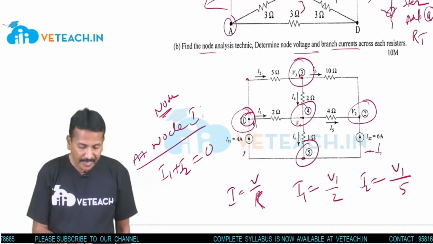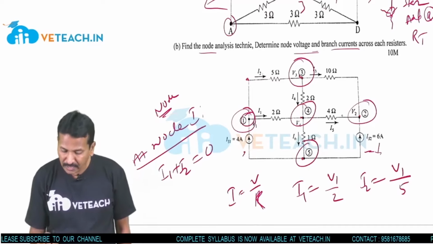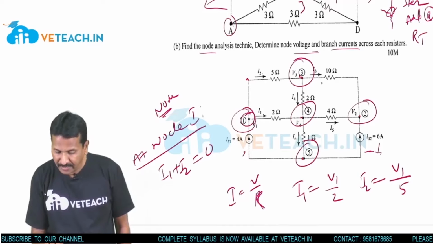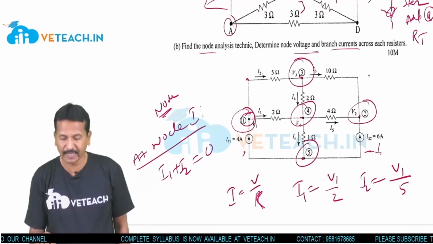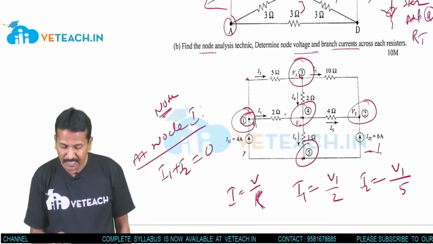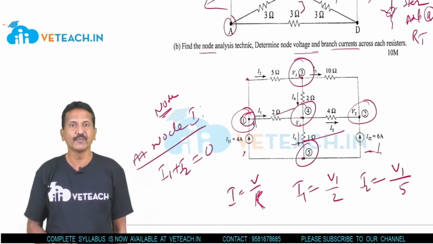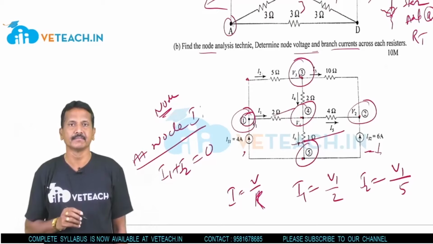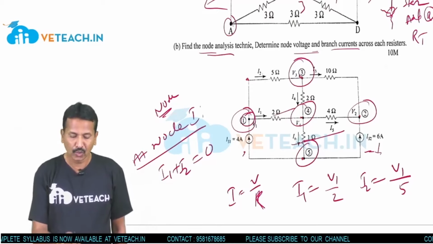Like that, at each and every node, node 1, node 2, what currents are coming here? Towards I3 as well as I5. At node 3, one is coming and one is leaving. At node 4, one is coming and the other is leaving. Two are coming and two are leaving. So this way you have to find the nodal.